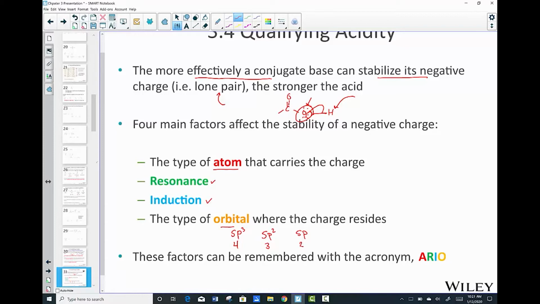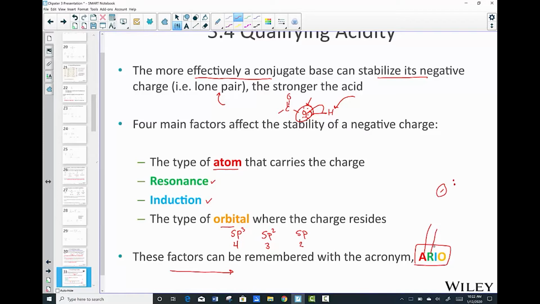All 4 of those considerations help us determine the stability of the conjugate base. And from there, we're able to determine the strength of acids in comparison of one structure to another. We remember this order of factors as the term ARIO, A-R-I-O. What type of atom is on the negative charge? Is the negative charge, remember the negative charge is a pair of electrons.